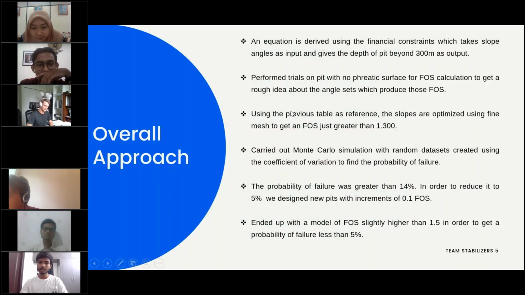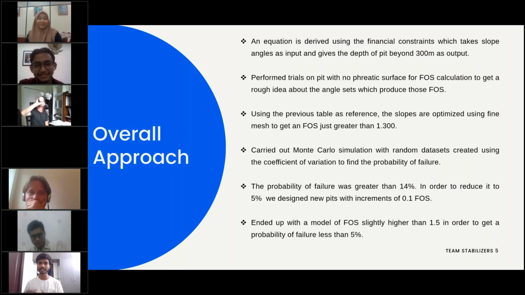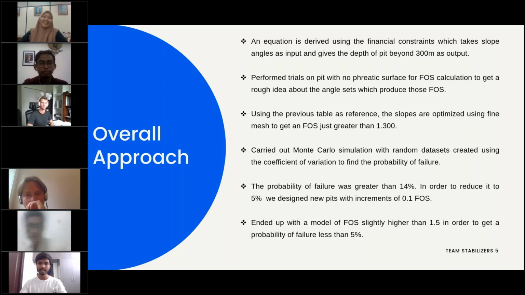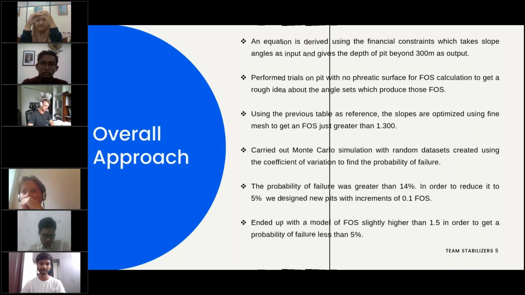The overall approach started with a financial equation that included all the volume calculations and the cost analysis. And using that, we found out the depth for each and every optimization. We performed various trials, started with finding an ultimate pit for an FOS in the vicinity of 1.3. And then we carried out Monte Carlo simulation just to find out that this model had a probability of failure greater than 14%. In order to reduce that, we stepped up the FOS in steps of 0.1 and finally settled with a model of FOS 1.5, which has a probability of failure less than 5%.